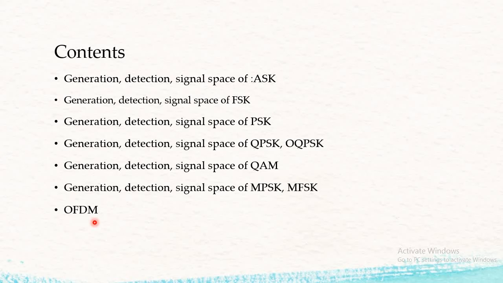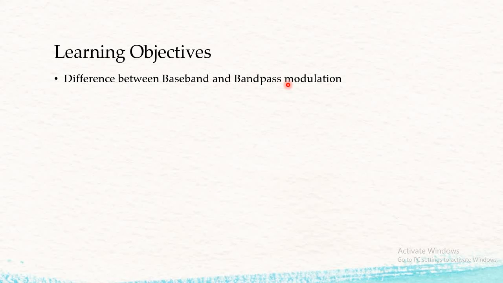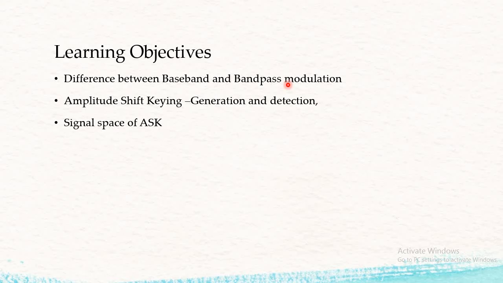Now in today's lecture we'll start with the first part, that is the generation, detection and the signal space representation of ASK. The learning objectives of today's lecture: difference between baseband and bandpass modulation techniques, amplitude shift keying, its generation and detection, and then the signal space representation of ASK.